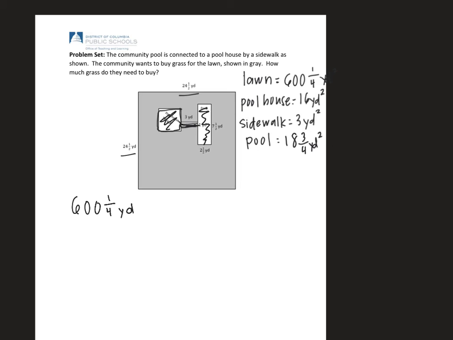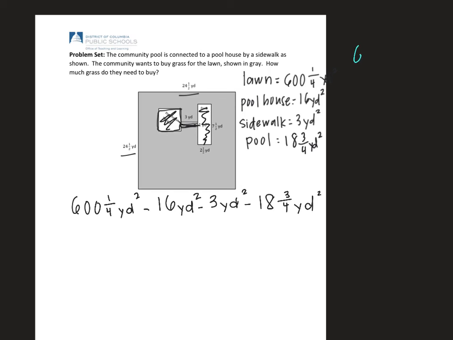So I'm going to say 600 1/4 minus, I'm going to start with the pool house, 16 yards, minus the sidewalk, which is 3 yards, minus the pool, which is 18 3/4 of a yard. Squared. All of these are squared. Okay, so now I'm going to start with my whole numbers. So I know that I'm going to start with 600.